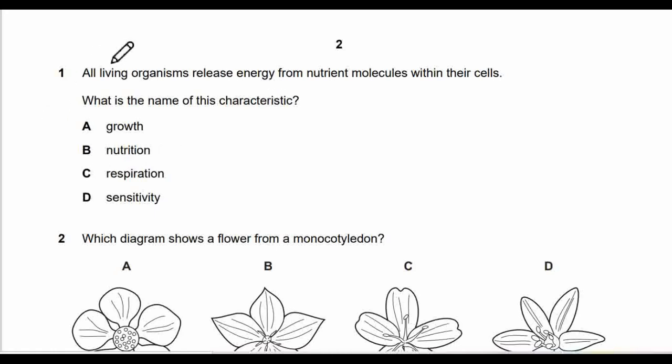Question number 1. All living organisms release energy from nutrient molecules within their cells. What is the name of this characteristic? So the keyword is release energy from nutrient molecules. The process that releases energy is respiration. It's not growth, not nutrition, not sensitivity. So I think number 1 is quite clear.